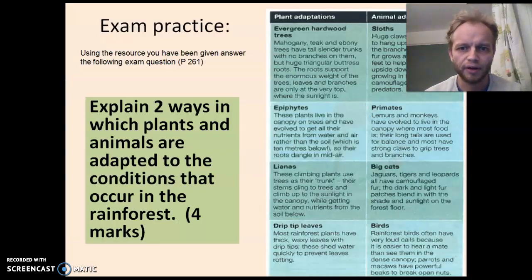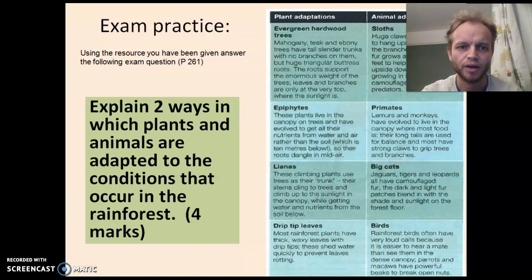Now that you've done your annotations, you should have a good understanding of what's going on in these different layers, but we want you to practice a bit of an exam question. The question is, explain 2 ways in which plants and animals are adapted to the conditions that occur in the rainforest. So we want to think about the climate, what that structure is like, and why certain animals live in certain areas. You can use the information on this slide and in your workbooks to answer this question.